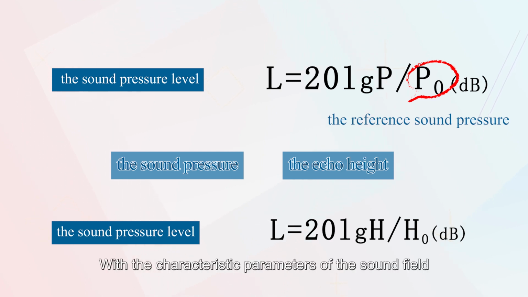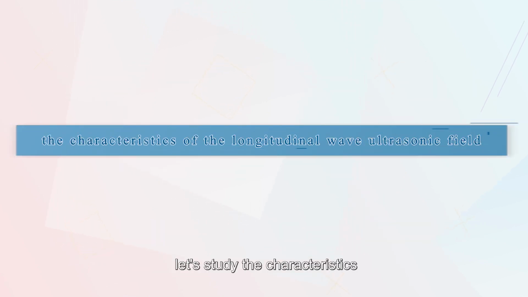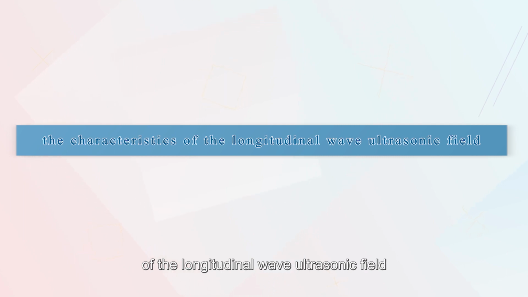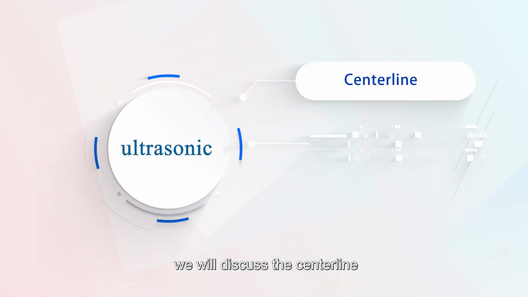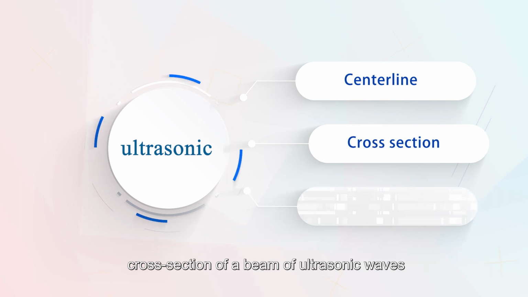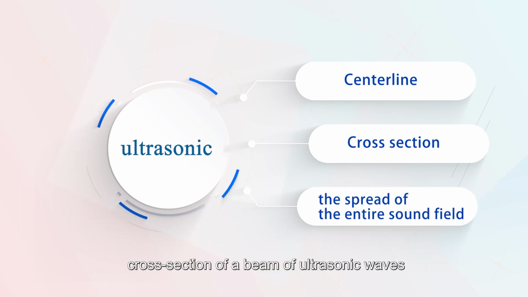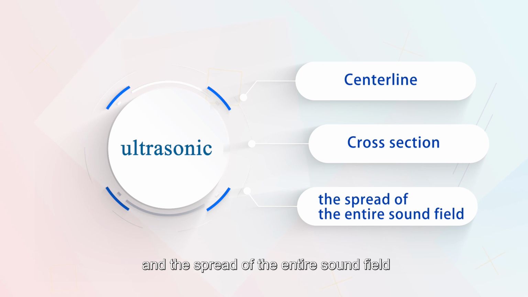With the characteristic parameters of the sound field, let's study the characteristic of the longitudinal wave of our ultrasonic field. In order to fully understand the characteristics of the longitudinal wave sound field, we will discuss the center line cross-section of a beam of ultrasonic waves and the spread of the entire sound field.